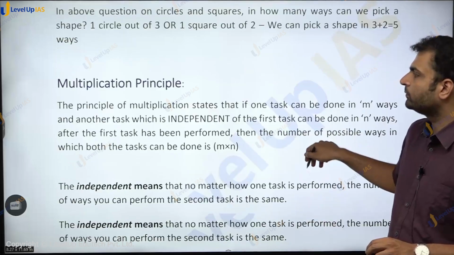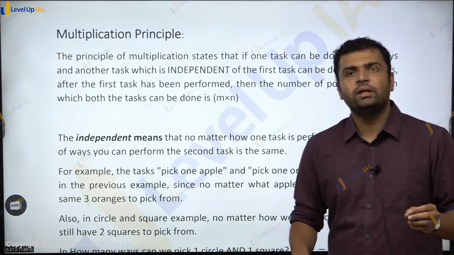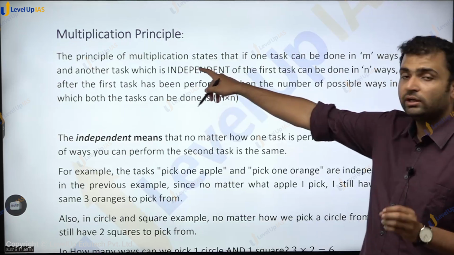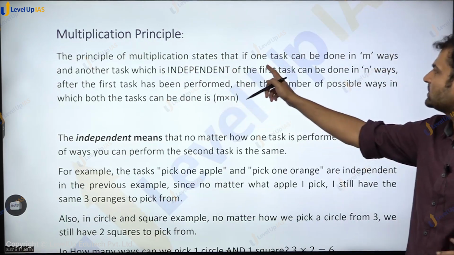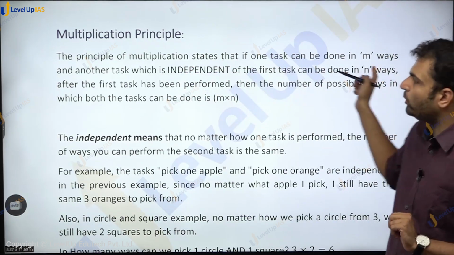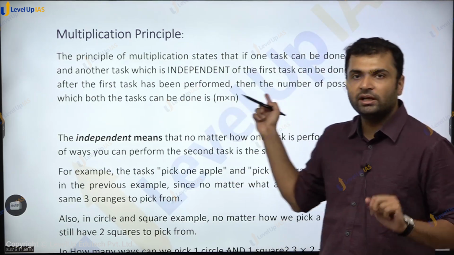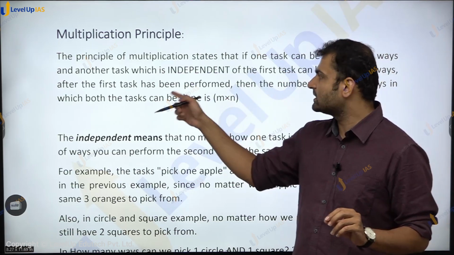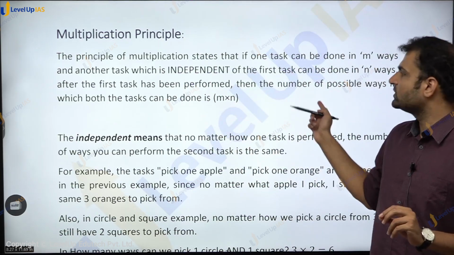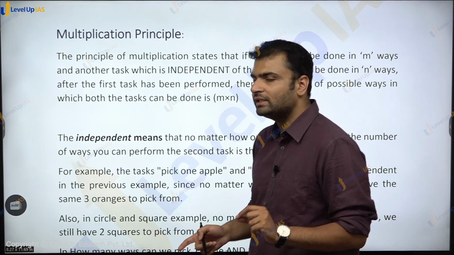Second is, this is now the multiplication principle. Now what this says is, the principle of multiplication states that if one task can be done in m ways and another task, which is independent from the first task, can be done in n ways after the first task has been performed, then the number of possible ways in which both tasks can be done is m into n.